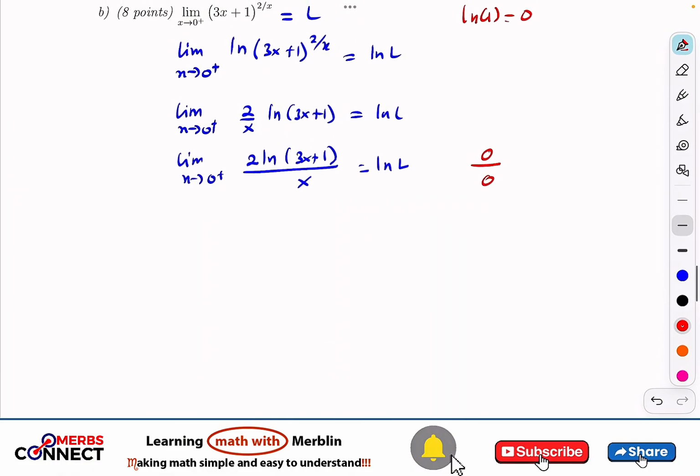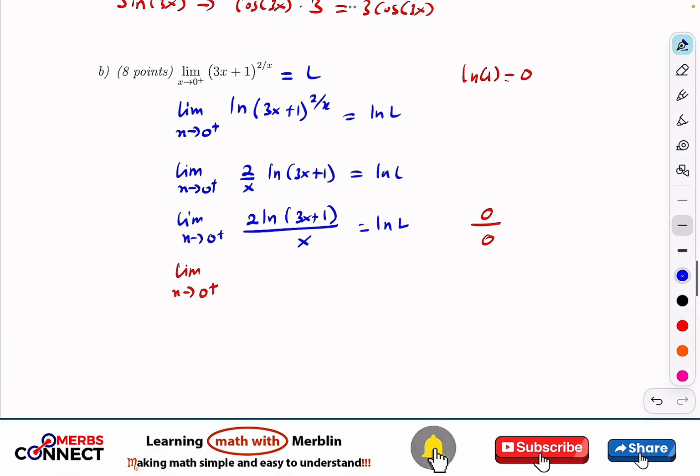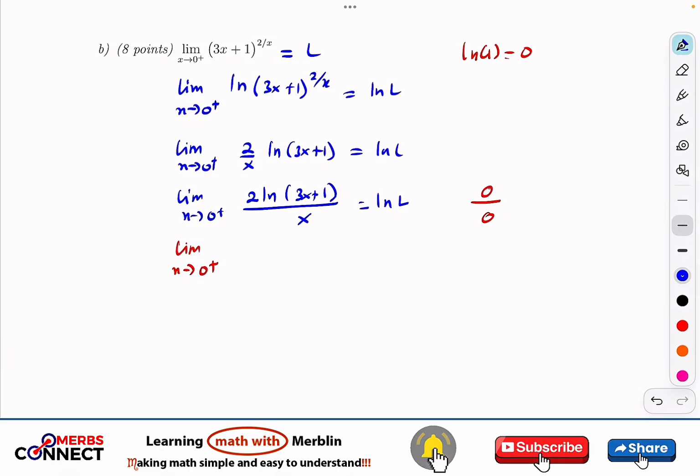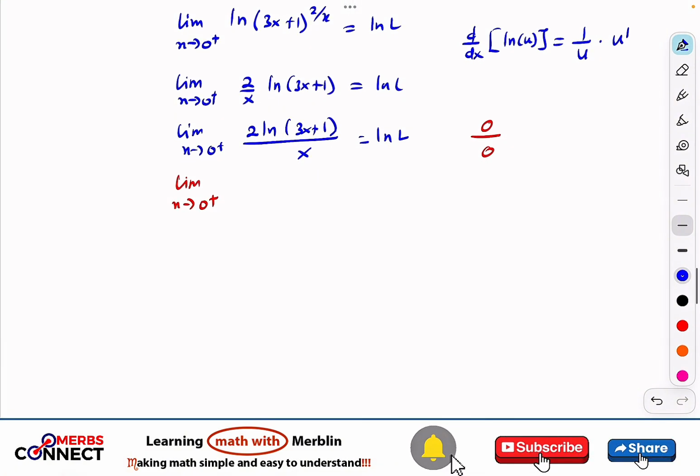So now let's go ahead and apply L'Hopital's rule. Now the limit as x approaches 0 from the positive. Let's differentiate this. What are we going to get? Don't forget how to differentiate the ln function. If I want to differentiate it, d over dx of the natural log of u is equal to 1 divided by u times u prime. It's very important to remember that. So here, I can see that my u is equal to 3x plus 1, so u prime will be equal to 3.